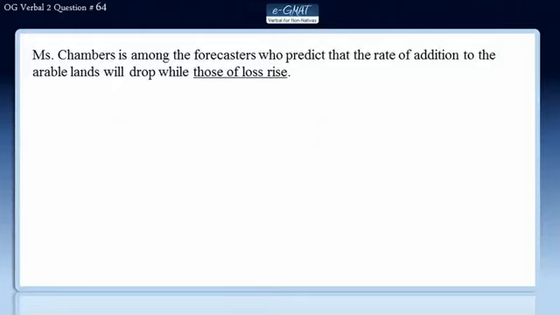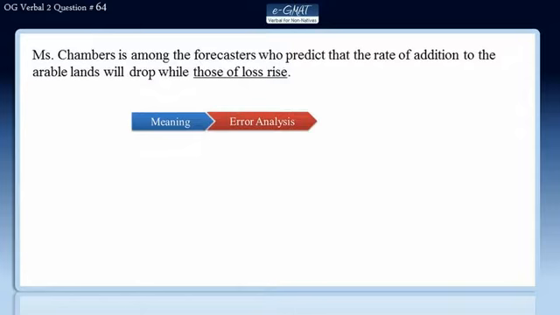We will solve question number 64 of OG Verbal second edition by using e-GMAT three-step process. In the first step, we will understand the meaning of the sentence. In the second, we will evaluate the errors in the sentence, and finally, we will review all the answer choices to get to the correct answer.